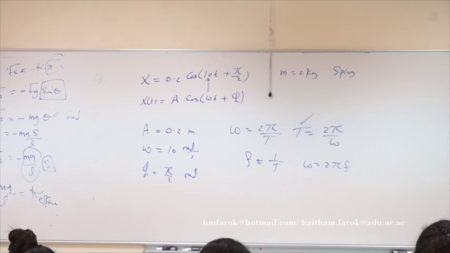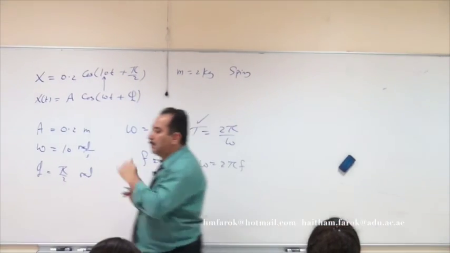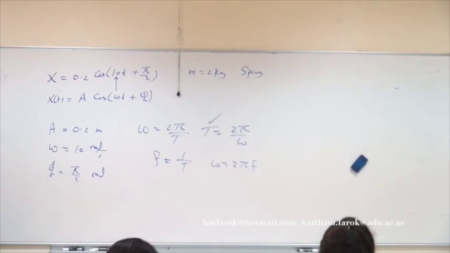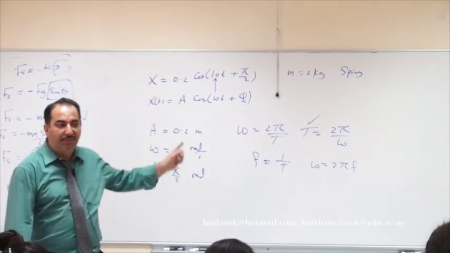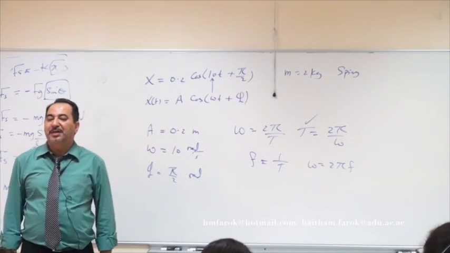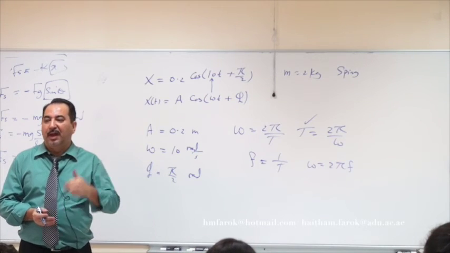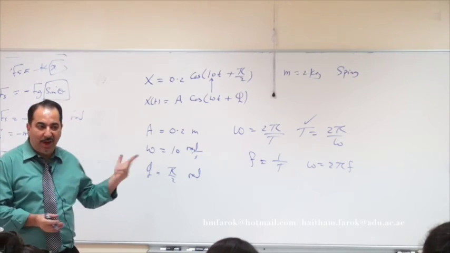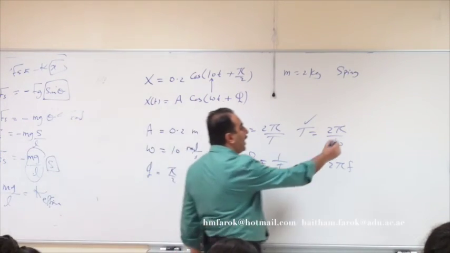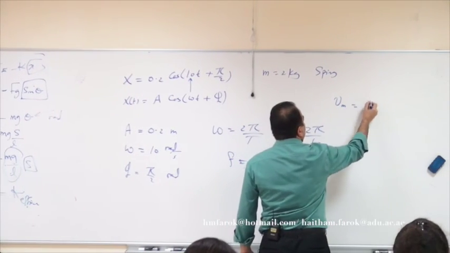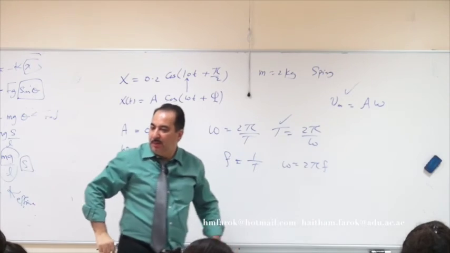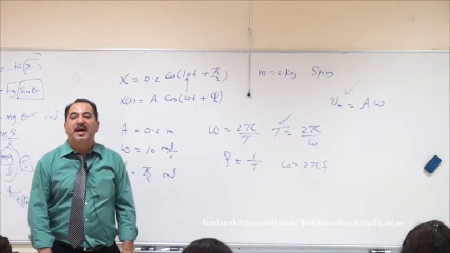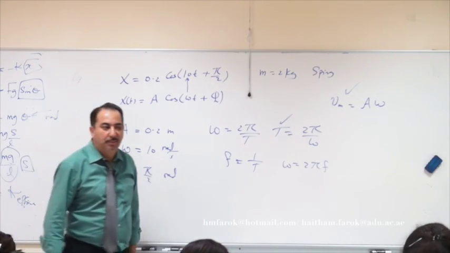Let's generate more questions. What is the maximum velocity of this oscillator? What do you need for maximum velocity? A and omega. Do you have them? Because v max is A omega, and you have both. What is the maximum acceleration?